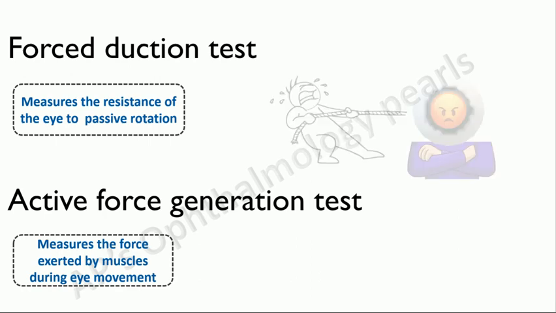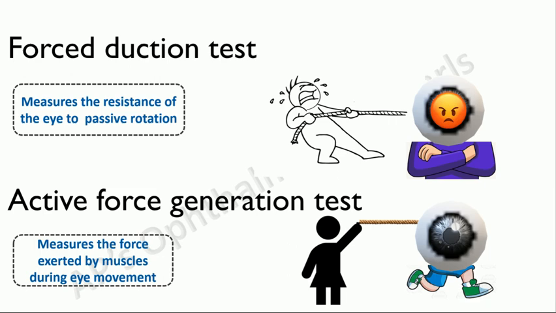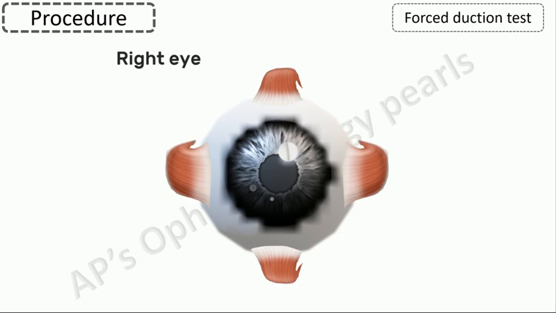In the force duction test, the examiner moves the eyeball in a particular direction and determines the resistance to passive rotation of the globe while the patient is relaxed and providing neither assistance nor resistance to the forced movement created by the examiner. Whereas in the active force generation test, the examiner keeps the eyeballs still and asks the patient to move the eye in the direction of action of the muscle under consideration and tests the resistance felt.